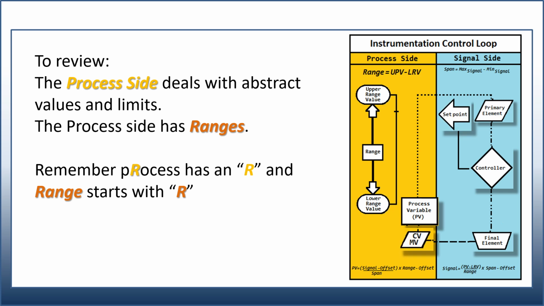We've covered a lot of ground and we've bombarded you with some new terms. So let's step back and take a quick review. There are two sides to any process. There's the process side, which deals with the abstract values and limits, the actual process itself we're trying to control. And the process side has ranges. To keep it straight, remember that process has an R in it and range starts with R.